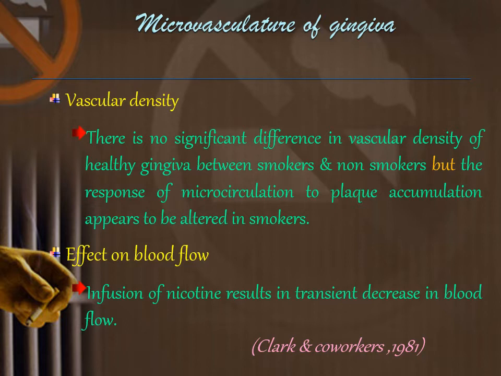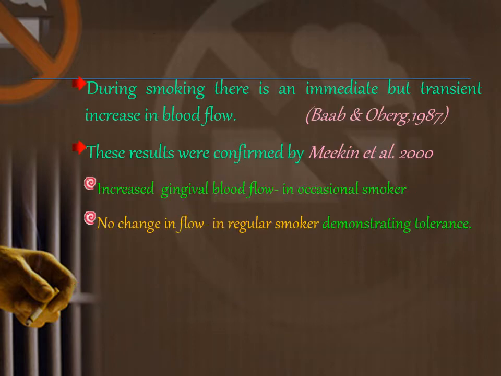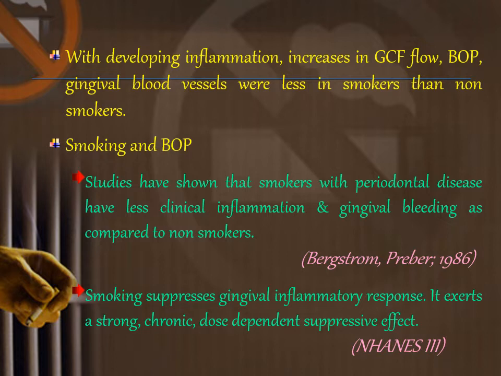Effect on blood flow. Infusion of nicotine results in a transient decrease in blood flow. During smoking, there is an immediate but transient increase in blood flow. These results were confirmed by Mekin et al. in 2000. Increased gingival blood flow in occasional smokers and no change in flow in regular smokers, demonstrating tolerance. With developing inflammation, increase in GCF flow and bleeding on probing, gingival blood vessels were fewer in smokers than non-smokers.